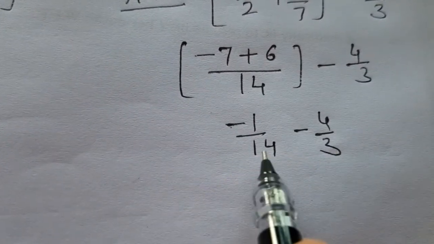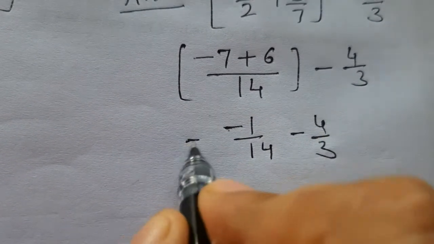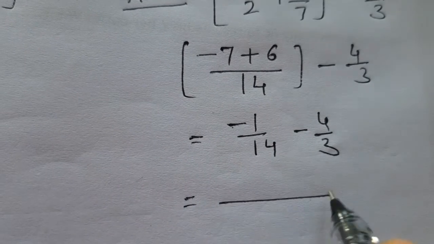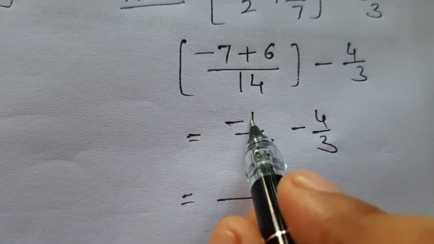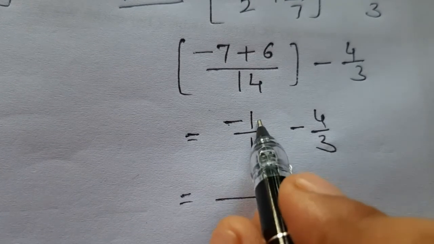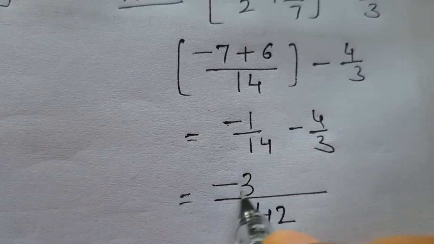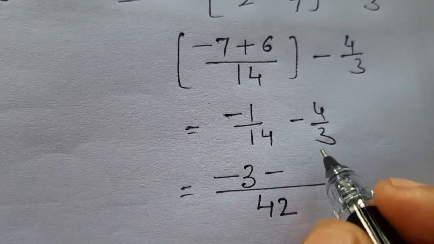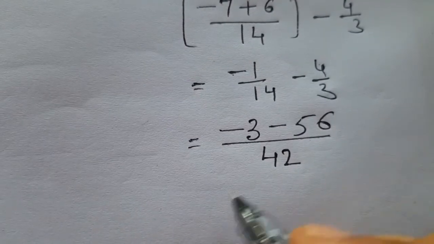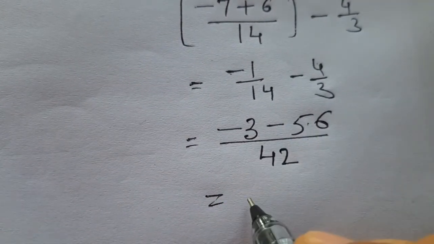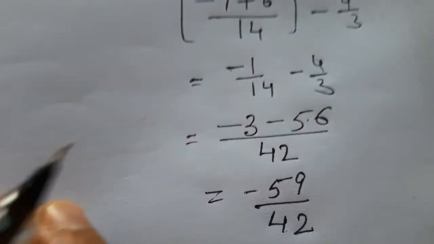Now let us take the LCM of 14 and 3 because 14 and 3 both are co-prime, so its LCM will be the product of these. 14 3s are 42. Now this numerator will be multiplied by 3 and this numerator will be multiplied by 14. Minus 3 minus 14 4s are 56. So both are having the same sign, so both will be added, minus 59 by 42.